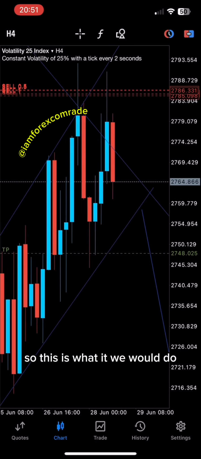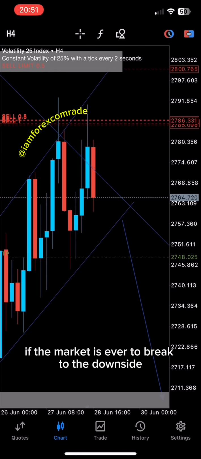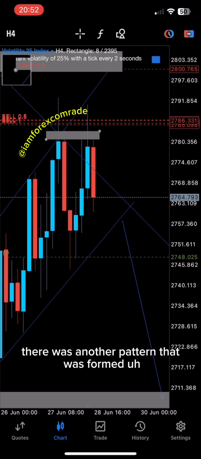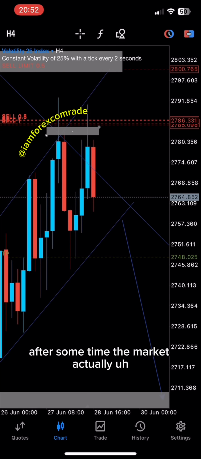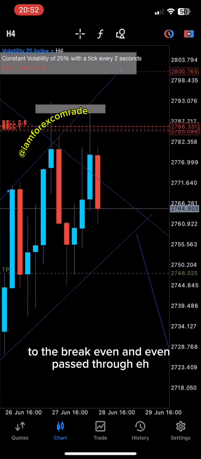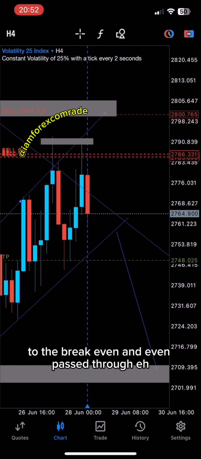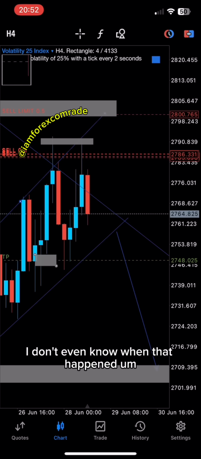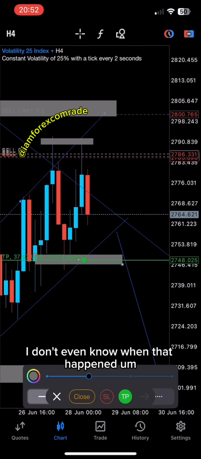So this is what it will do if the market is ever to break to the downside. But however, there was another pattern that was formed after some time. The market actually went back to my position to the break even, and even passed it through to a loss. But however, I was not in the market. I don't even know when that happened.